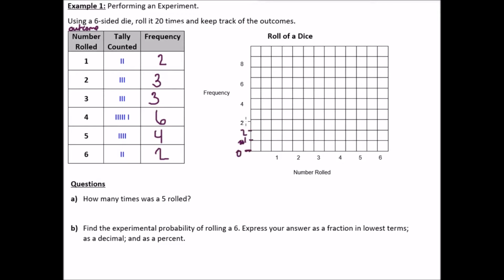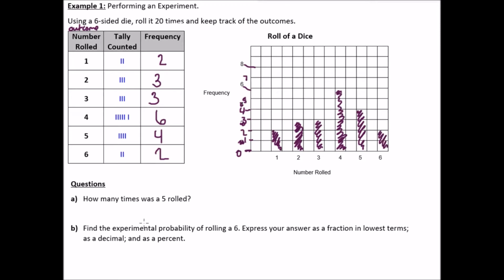0, 1. This will be the 2. 3, 4, 5, 6, 7, 8. Okay, so I rolled 1 two times. Okay, I'm going to shade in 2 boxes. 3 times. 1, 2, 3 boxes. 3 boxes. 6, 4, and 2. So 1, 2, 3, 4, 5, 6, 4, and 2. There we go.